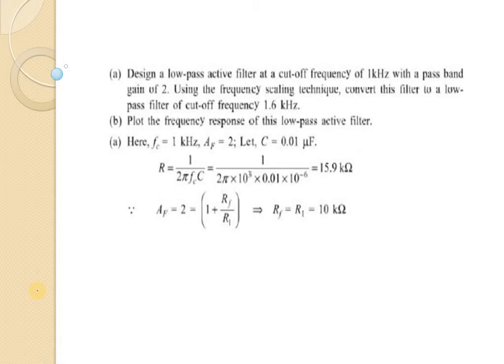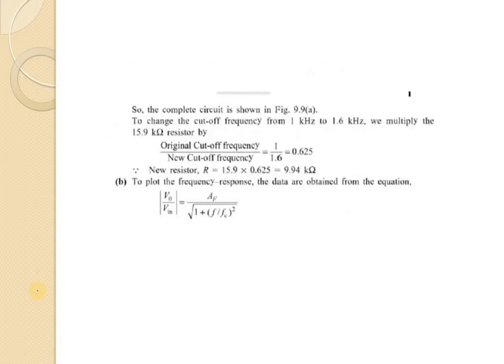So putting all these values, we can calculate the value of R. Now the value of gain is also known to us, that is 2. So putting the relation 1 plus Rf by R1, we get that Rf equals R1, and from there we can get the value of Rf, and R1 is 10 kilo ohm. Now we have to plot the frequency response of this low pass filter.